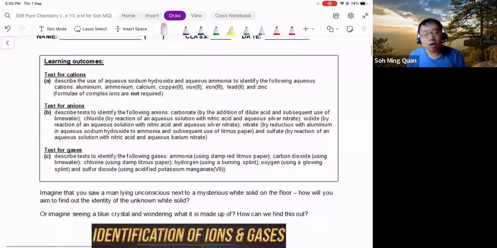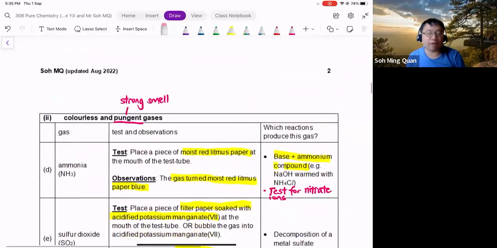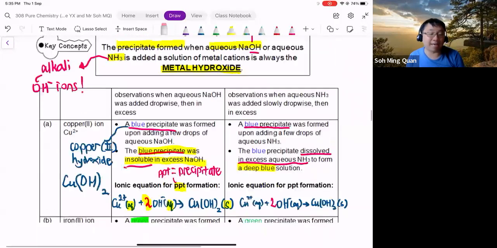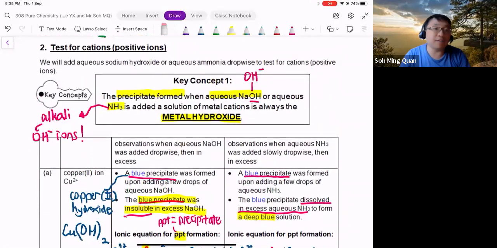shared screen. All right, now we will start from the test for cations because I guess that is where it gets more confusing. And this you realize is really crucial because you need this to do the flowchart questions. Now, the first key concept here really is that to test for cations, you add either sodium hydroxide or aqueous ammonia. Now, sodium hydroxide contains OH minus ions, and so does aqueous ammonia because aqueous ammonia is an alkali. So it will produce OH minus ions when it's dissolved in water.